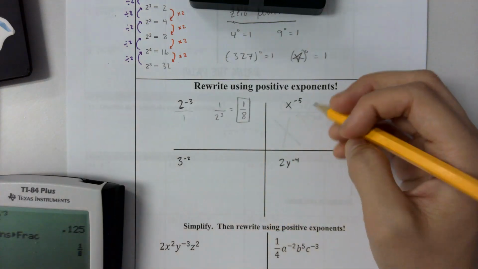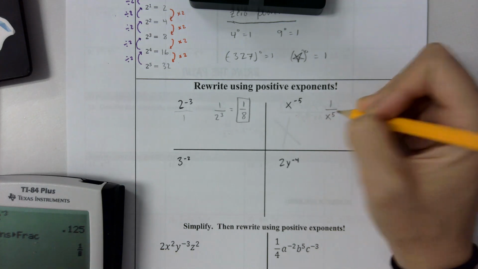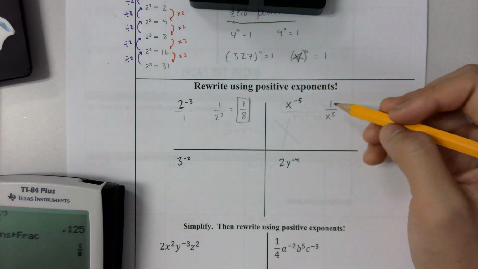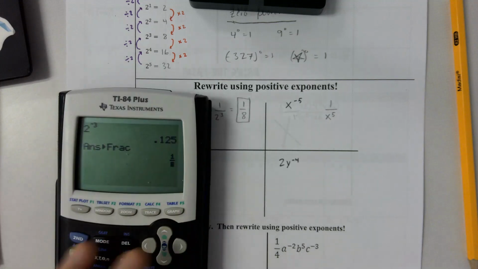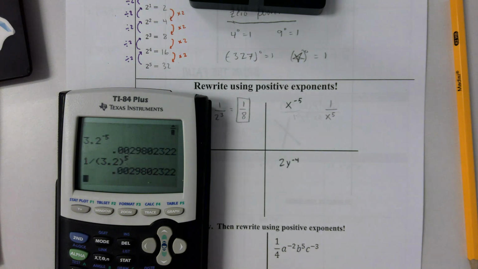Okay, so here we have something similar. We have a negative exponent, so we're going to do 1 over x to the 5th. So whatever was on top is now on the bottom. A way to check this in your calculator if you're not sure is just pick a number. So let's pick 3.2. So 3.2 to the power of negative 5. We check if that's the same as 1 divided by 3.2 to the power of 5. And so it's the same. So you can check by putting in your own number.